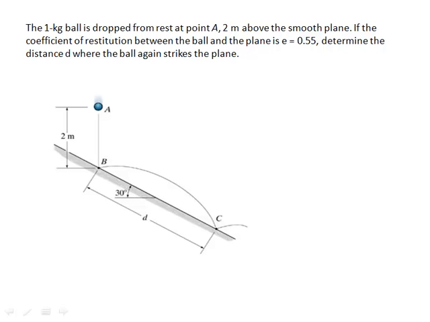Okay, in this first problem, we're looking at a ball with a mass of 1 kilogram falling onto a slanted surface. In order to find out what the velocity is for the ball at point B, we're going to use conservation of energy because we know it's falling a distance of 2 meters.